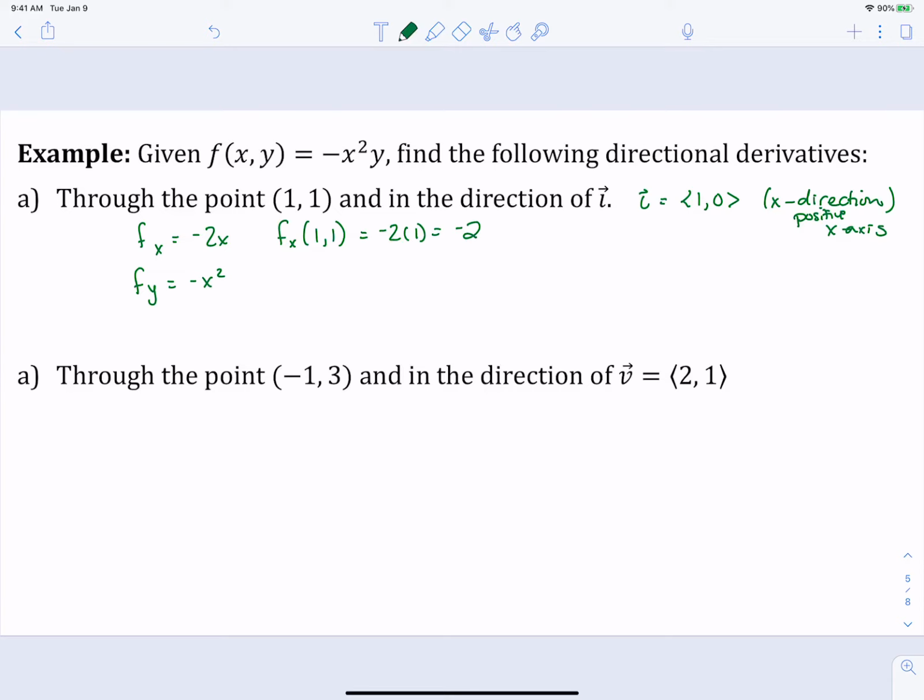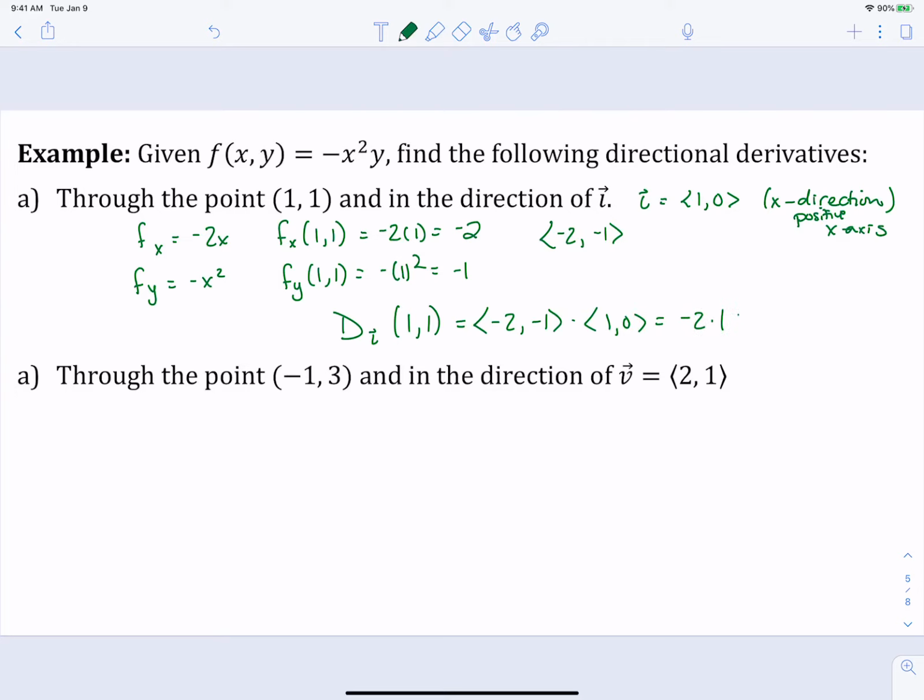So we get -2, and we get -1 squared, so we get -1 there. So our partial derivatives evaluated at that point give the vector -2, -1. And so our directional derivative in the direction of i at the point 1, 1 is going to be that partial derivative vector plugged in, dotted with 1, 0.